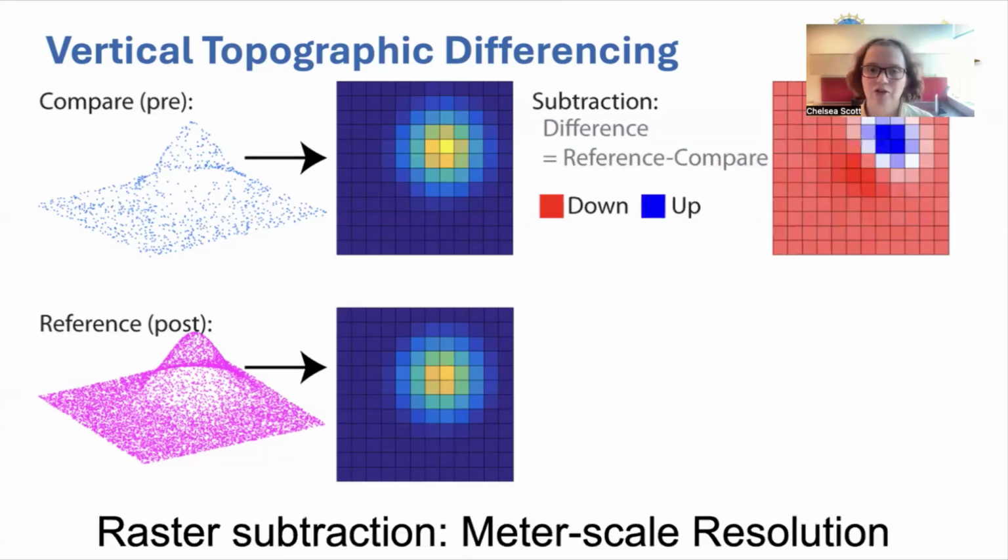And the next step is to perform subtraction, specifically raster subtraction, where the difference is the reference minus compare, or the post minus pre. And that's shown here, where again, red is down and blue is up. And the resolution of the differencing is often at the meter scale. Specifically, it's at the exact resolution of whatever resolution the point cloud data sets are gridded to.